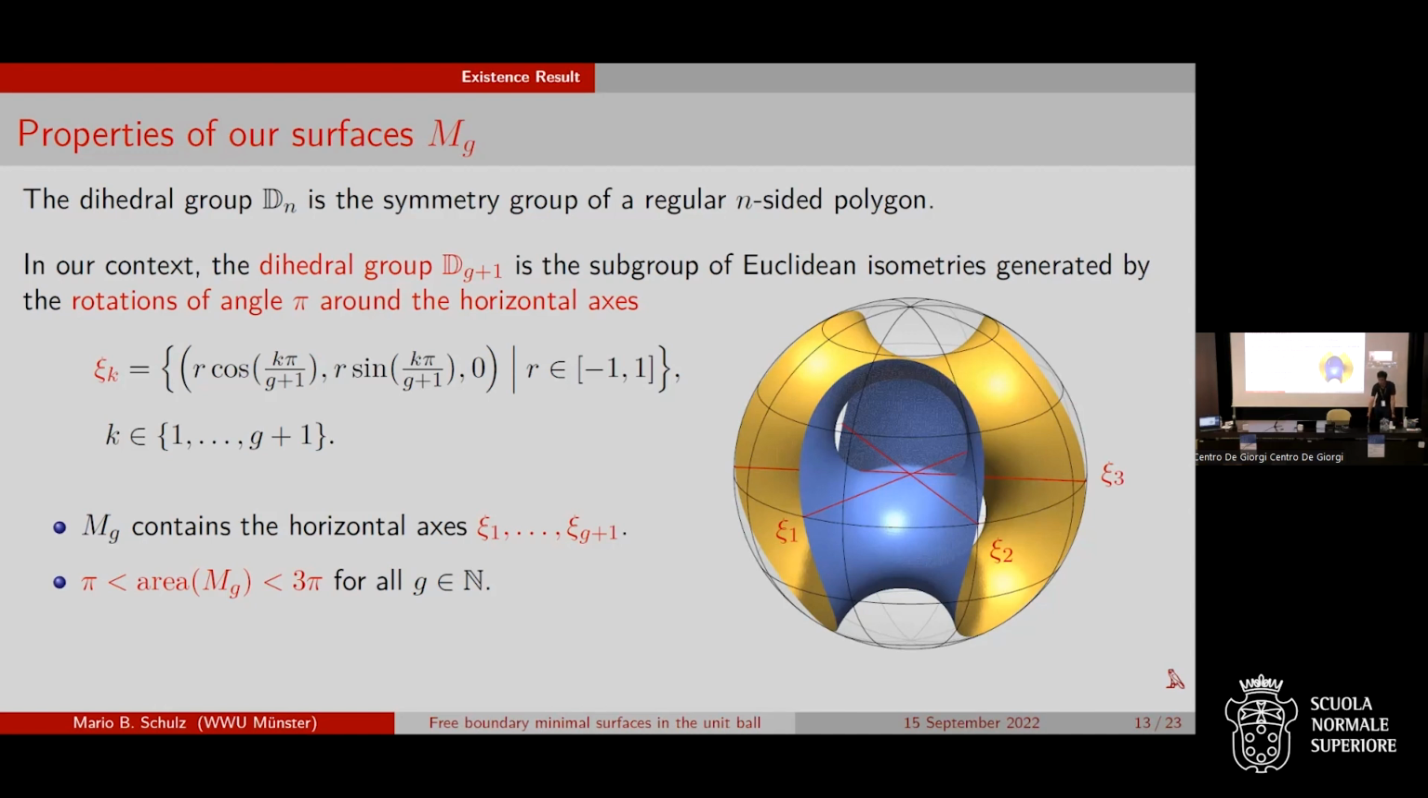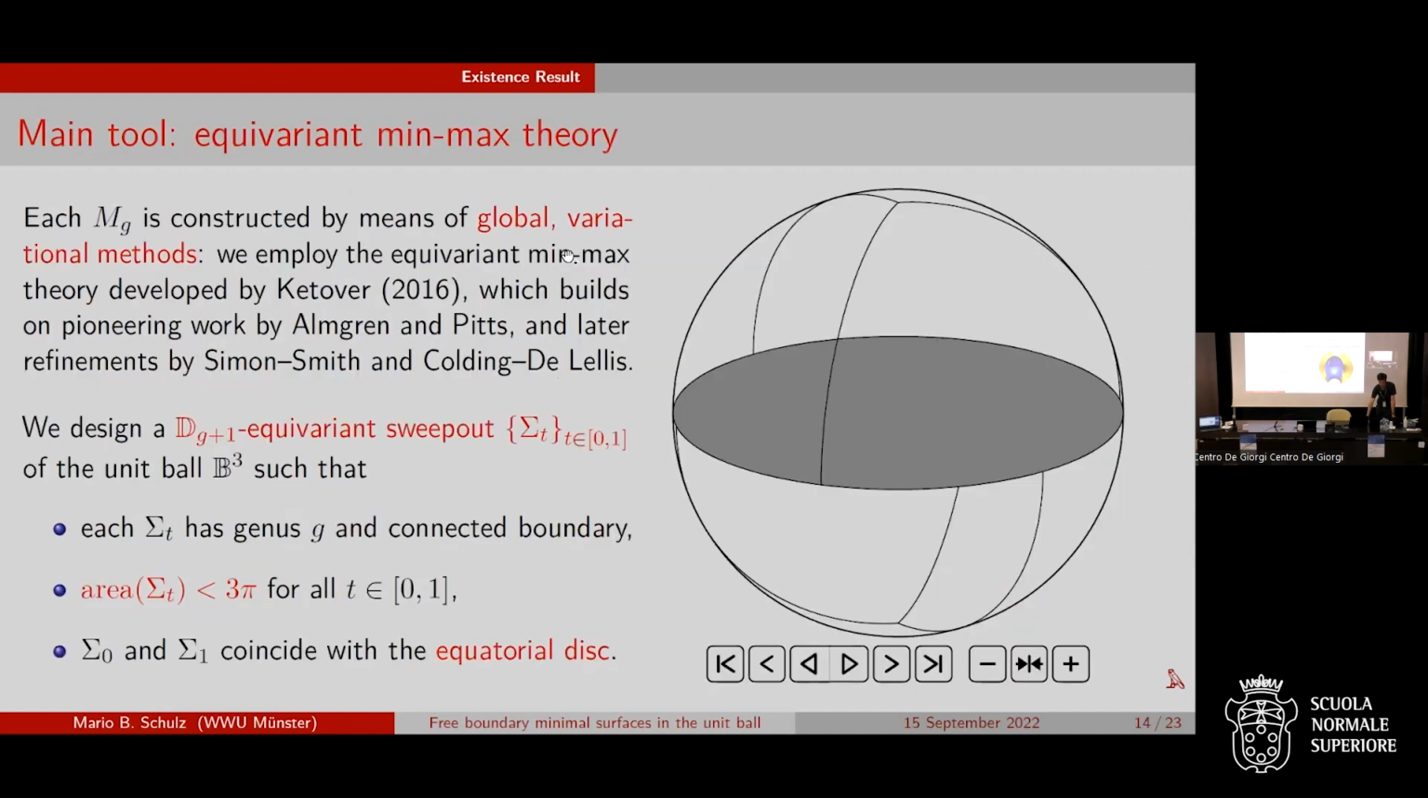Okay, so let me tell you how we actually prove existence of these surfaces for every genus. We use the equivariant min-max theory, which was developed by Ketover, based on the general min-max theory by Almgren and Pitts and Simon Smith and Colding-De Lellis. I'm aware that some of you never used min-max theory before, so let me give you a very intuitive way of how to use it. Min-max theory is a big chapter in the book of geometric measure theory, but you can use it as a black box if you want. And I tell you how.